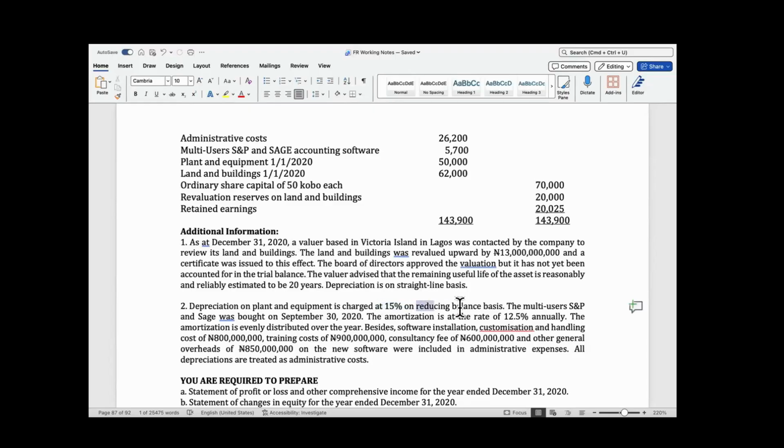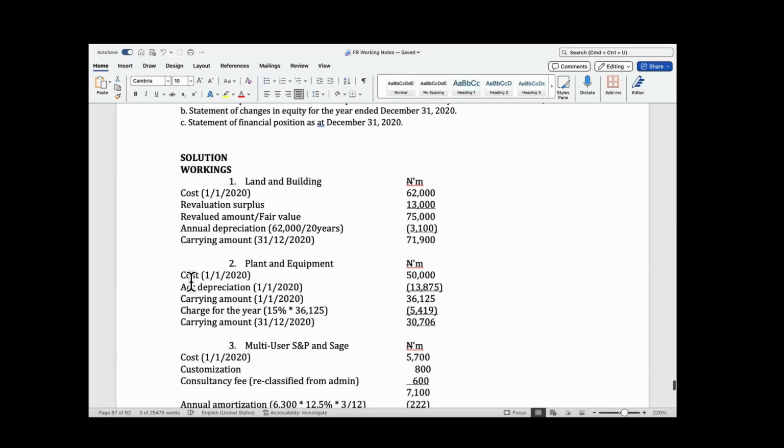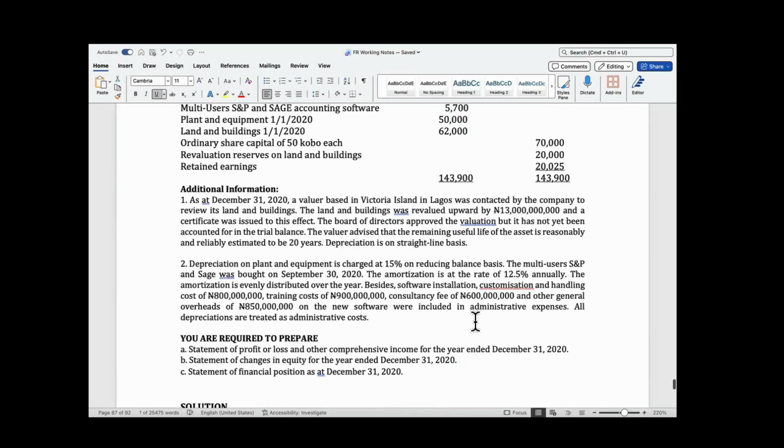And why I'm doing that is because depreciation is on reducing balance basis. And I taught you that when depreciation is on reducing balance basis, the rate is usually applied on the carrying amount. So the cost minus accumulated depreciation brought forward gives my carrying amount. Then my depreciation is 15% on that carrying amount to get my depreciation for the year. And then I get my carrying amount.